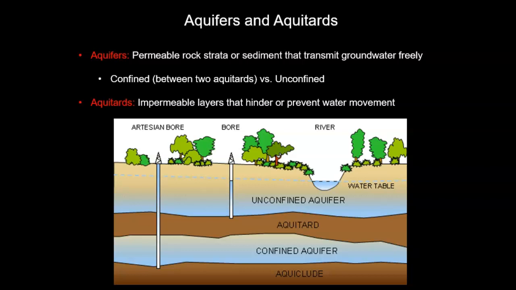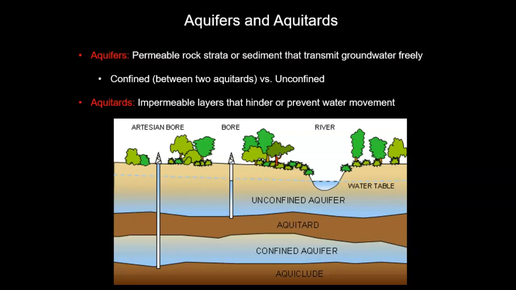All right, now we're going to go ahead and look at aquitards and aquifers. So aquitards are impermeable layers that hinder or prevent any water movement. Clay is a very good example of what an aquitard is. As I said in the last slide, clay, although it has a high porosity, has a very low permeability, and so it becomes a very good layer to prevent any flow of water through it.